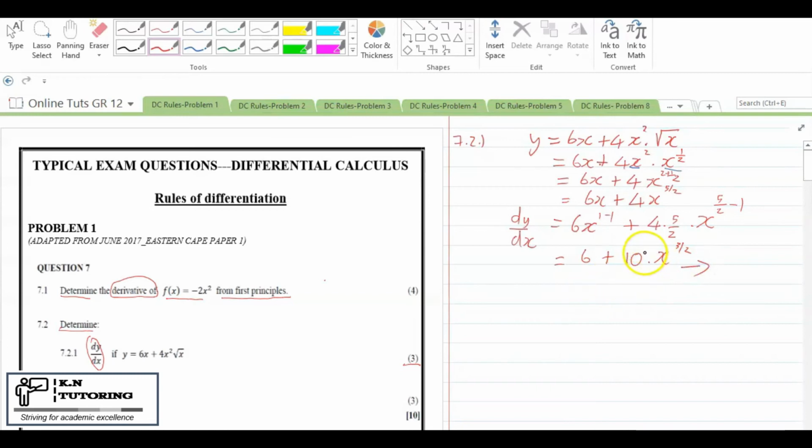But it is also advisable to leave your answer in surd form if it was given in surd form, meaning if you had the square root, you must leave your answer in square root. That is not always the case, but I will just show you anyway. So this will be 6 plus 10, and then when I change x to the exponent 3 over 2, this will be the same as the root of x cubed. We know that the 2 is there, but we don't write it. So that will be this question.